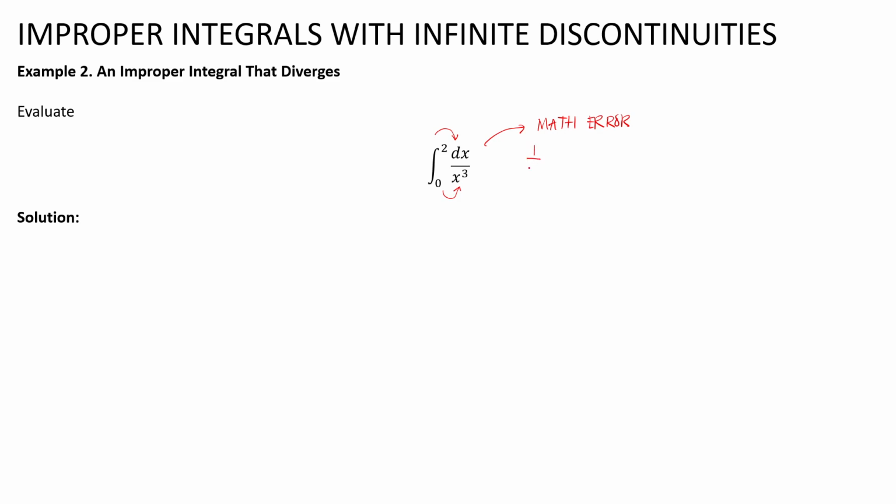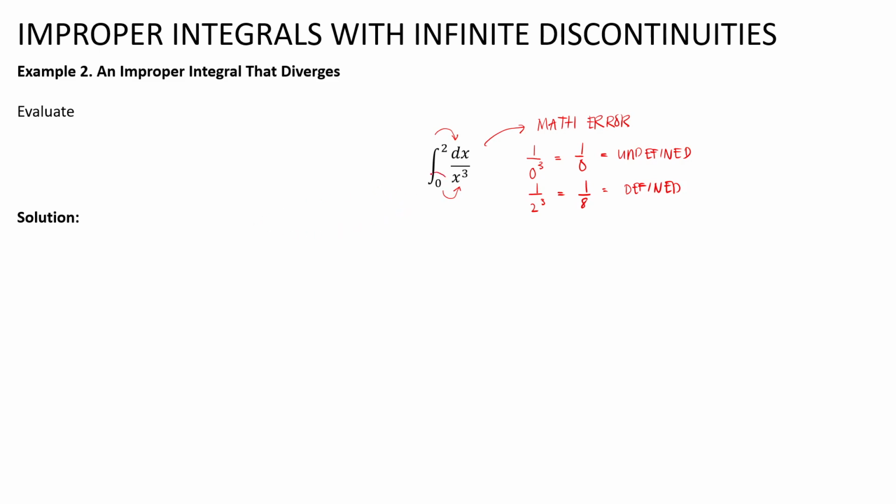So 1 over 0 cubed gives you 1 over 0, which is undefined. So it is discontinuous at the lower limit. Then 1 all over 2 cubed gives you 1 over 8, so this is a defined limit. So the lower limit is undefined, and that is the discontinuous portion.